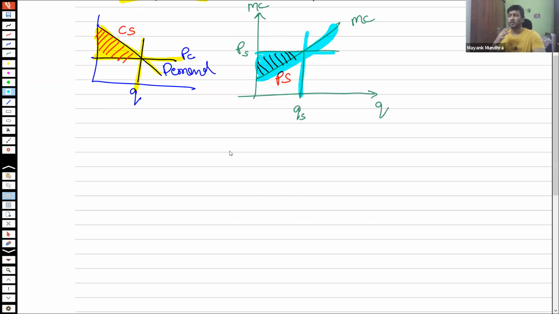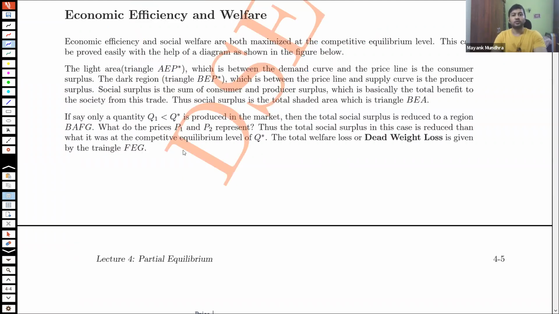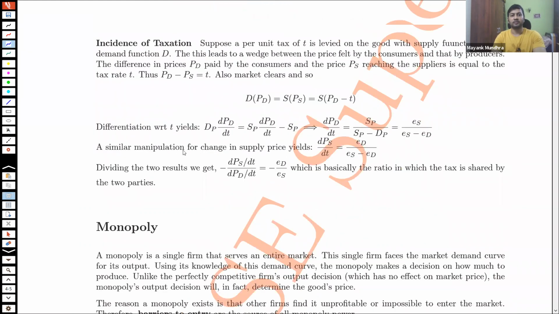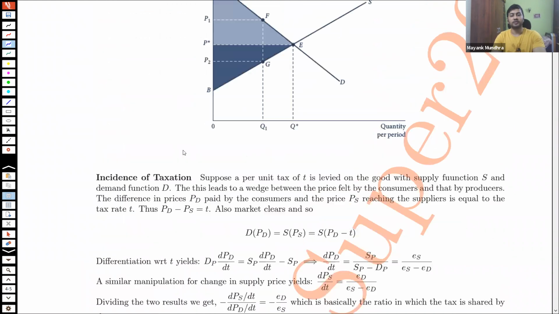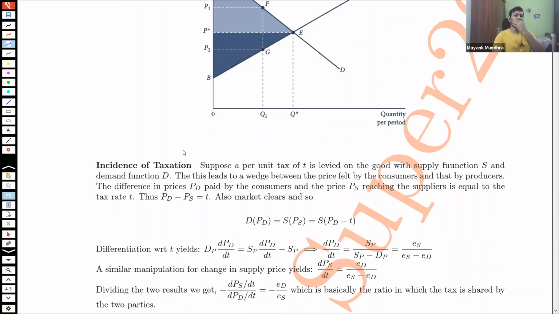And this is not just true for competitive market, by the way, although till now we have only done competitive market. This is true for all sorts of market. Now let's move on to the second type of market which we want to discuss. Okay, first before that, incidence of taxation.